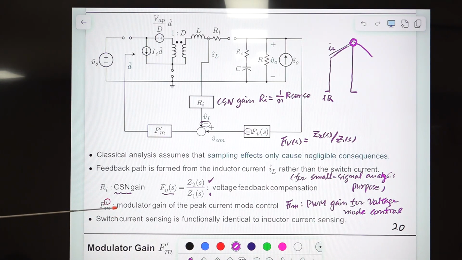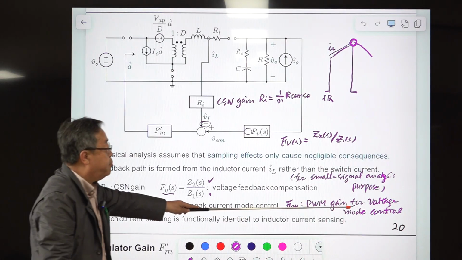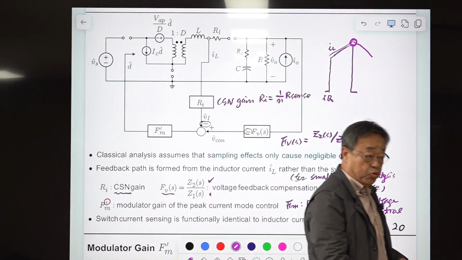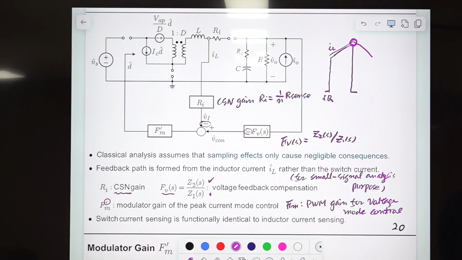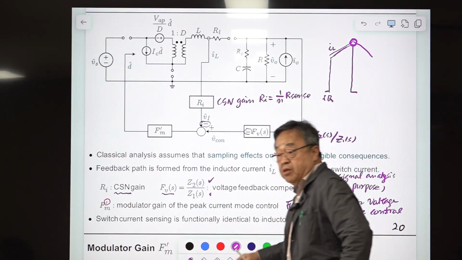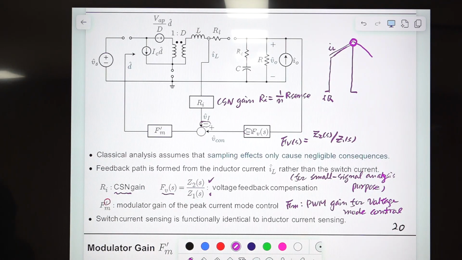The reason for this is FM was PWM gain for the voltage mode control. Okay. Modulator gain for the current mode control is different from the modulator gain of voltage mode control. So to distinguish between two different expressions, you are using this prime. So FM prime is modulator gain for the current mode control, and which is different from the modulator gain or PWM gain of voltage mode control. Okay.